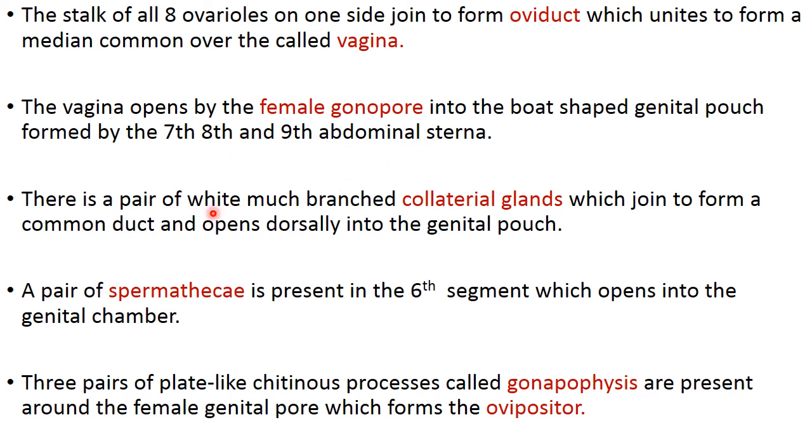There is a pair of white much-branched collateral glands which join to form a common duct and open dorsally into the genital pouch. A pair of spermatheca, as we have just seen, is present in the 6th segment and opens into the genital chamber. 3 pairs of plate-like chitinous processes called gonopophyses are present around the female genital pore, which go on to form the ovipositor.